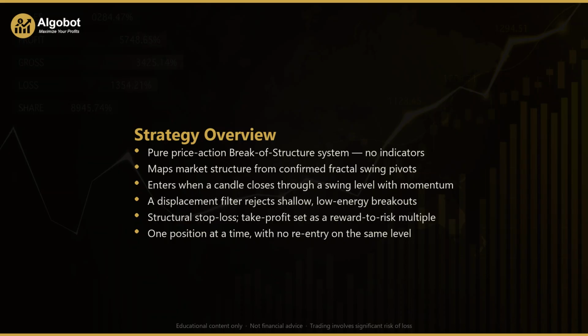That said, traders often apply structure-based systems on the higher time frames, where the swings are cleaner and easier to read. Here's the core idea. The EA continuously maps the market skeleton by identifying swing pivots, the significant highs and lows that price respects. When price decisively closes beyond one of these structural levels, and it does so with a burst of momentum, the strategy reads that as a genuine shift in control and looks to join the move. Every trade is then protected by a stop loss that hides on the far side of the structure that created the move, and a take profit placed at a fixed reward-to-risk multiple.